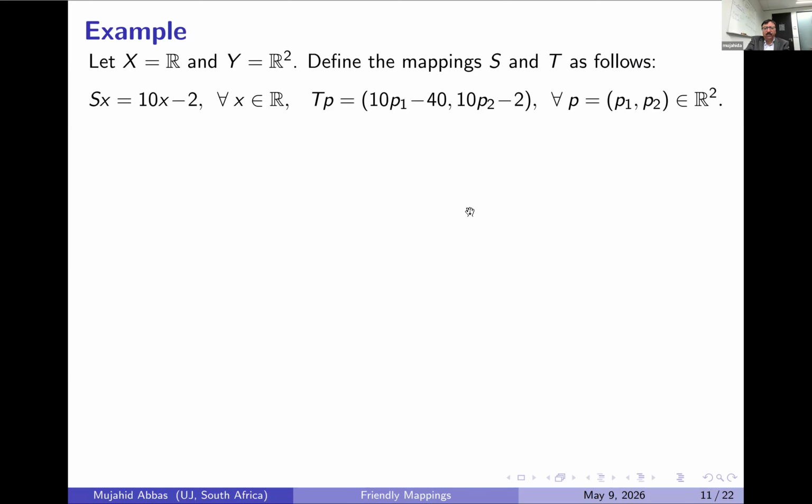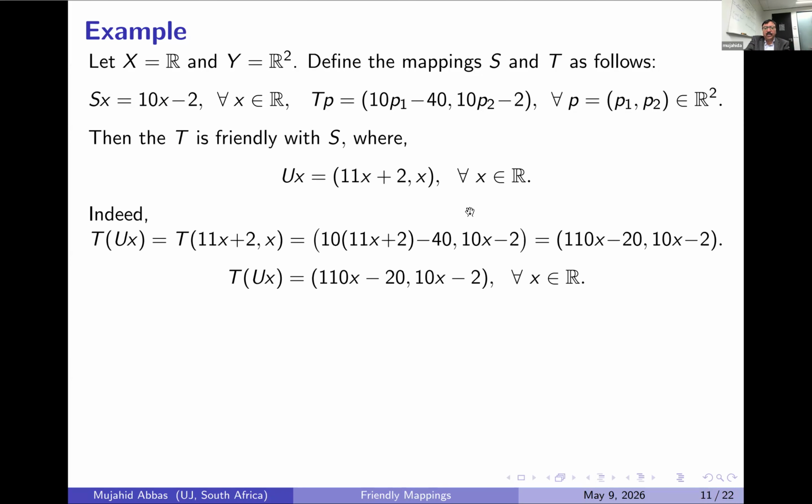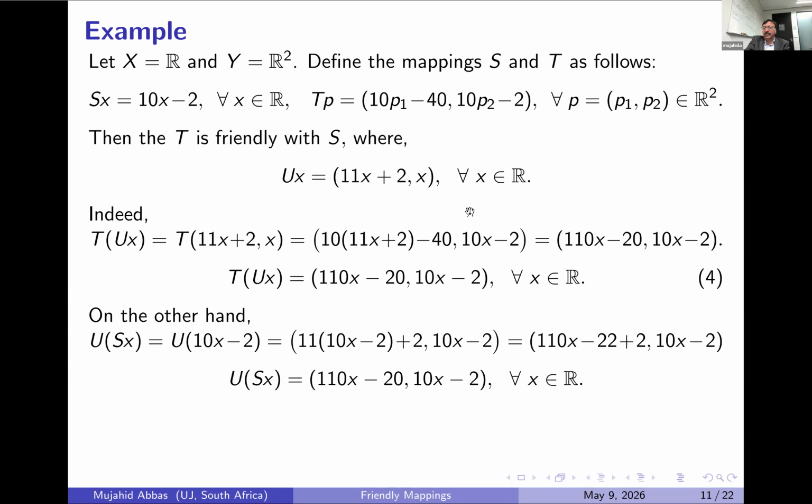This is a very simple, undergrad level example, but you can see that if x is equal to R and y is equal to R squared, you have two mappings. One is S of x equals 10x minus 2, simply scaling the identity mapping and then translating it. Then there is another mapping, say T of P, which is defined from R squared to R squared. Then this mapping T is friendly with S when U of x is taken to be this one. And you can easily see that this condition is satisfied, that T of U of x is the same as U of S of x.